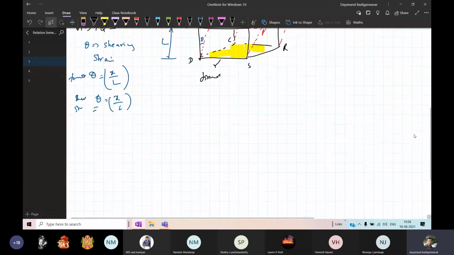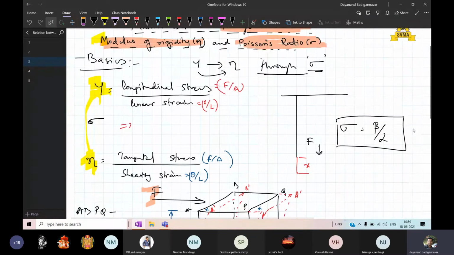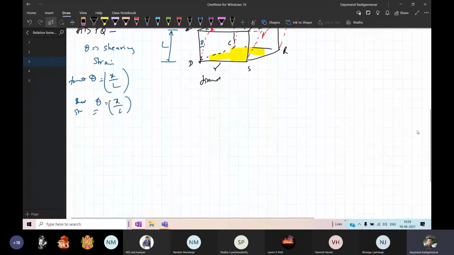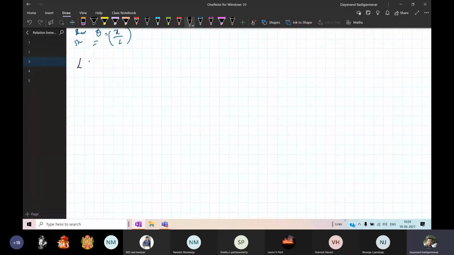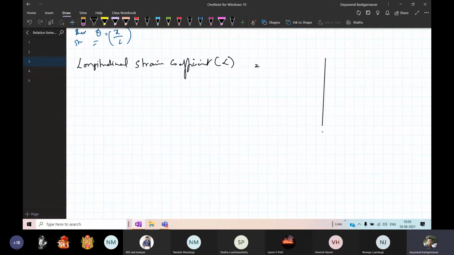So there is one more basic thing you should know to understand this concept: the meaning of lateral strain and linear strain coefficient. The first one is the longitudinal strain coefficient, which is alpha. So I have a wire. Let us assume I have a wire like this. You have already learned it. Again, I'm telling you so that the next part becomes very easy for you. So this is the wire I have.